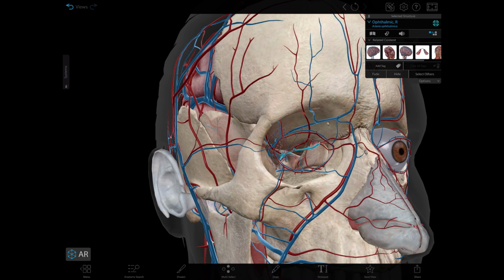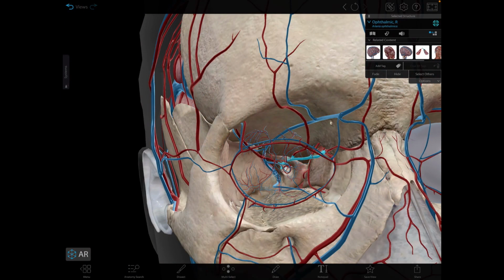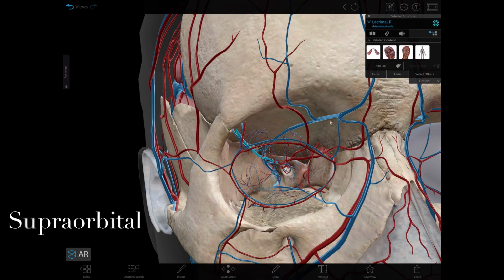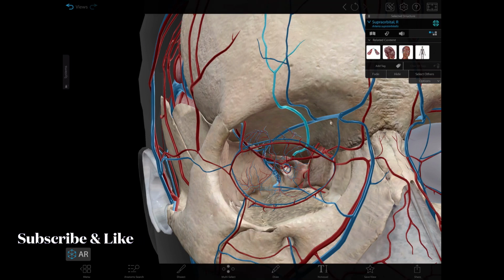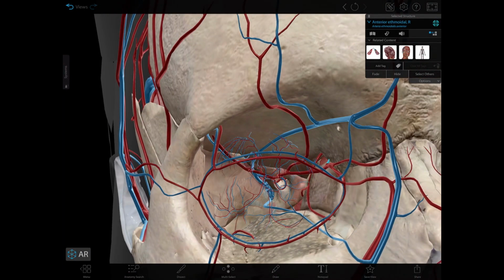Other branches of the ophthalmic artery include the posterior ciliary arteries, which are these ones right here, and these ones supply the eyeball. We also have the muscular branches, which supply the extraocular muscles. We also have a lacrimal artery, which accompanies the lacrimal nerve. And we have a supraorbital artery, which accompanies the supraorbital nerve. There are also anterior and posterior ethmoidal arteries. This is the posterior ethmoidal. This is the anterior ethmoidal. And they accompany anterior and posterior ethmoidal nerves.